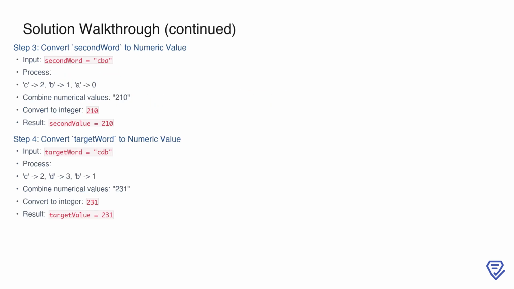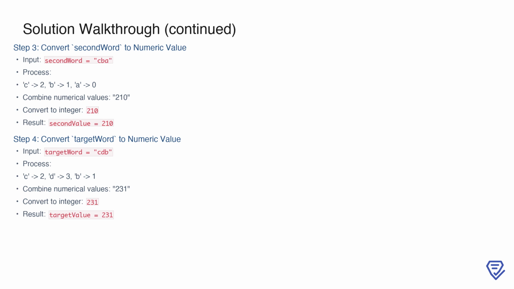Now, we convert second word, which is CBA, into its numerical value. For each letter, C corresponds to 2, B corresponds to 1, and A corresponds to 0. When these values are combined, they form the string 210, which is then converted into the integer 210. This gives us the numerical value of second word as 210.